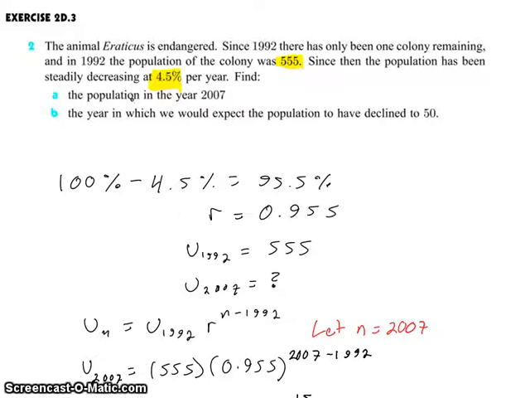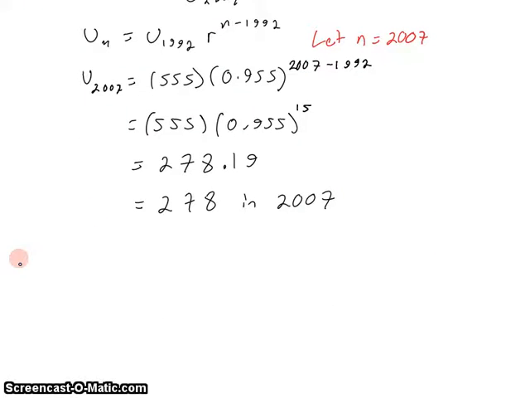All right. Moving along to Part B. We want to find the year in which we would expect the population to have declined to 50. So when has the population declined to 50? Well, that was Part A, so we'll come down to Part B. So we want 50 to be the number of members of the colony in some year. We can express the number of members of the colony in some year using our general formula.